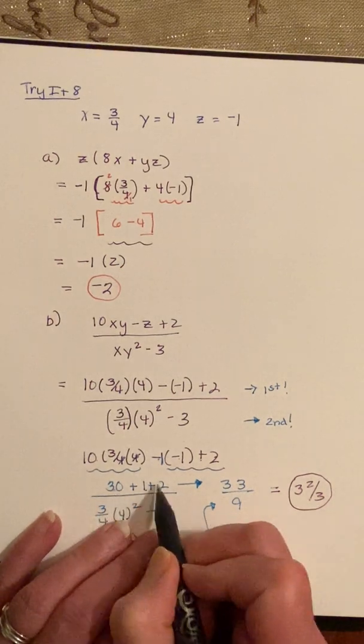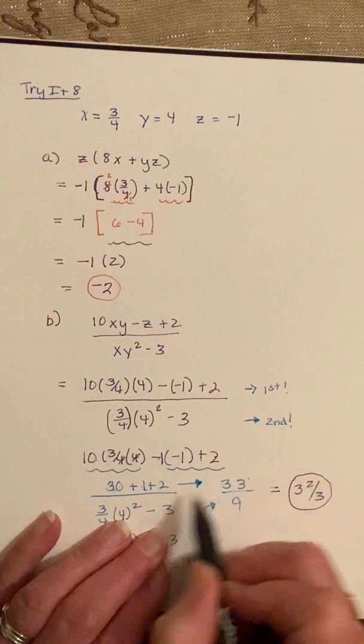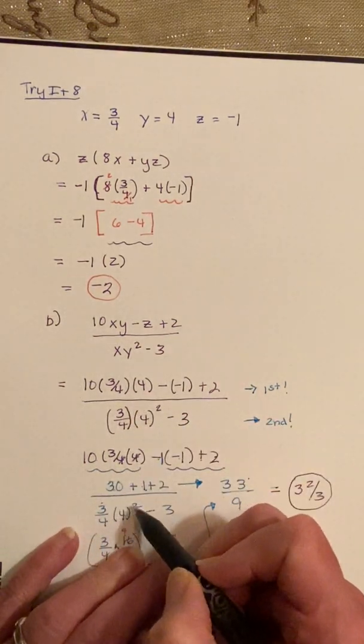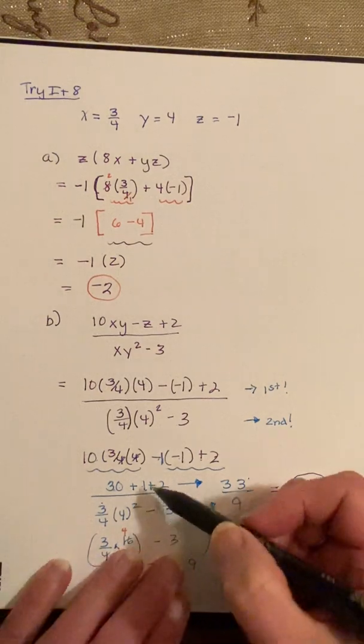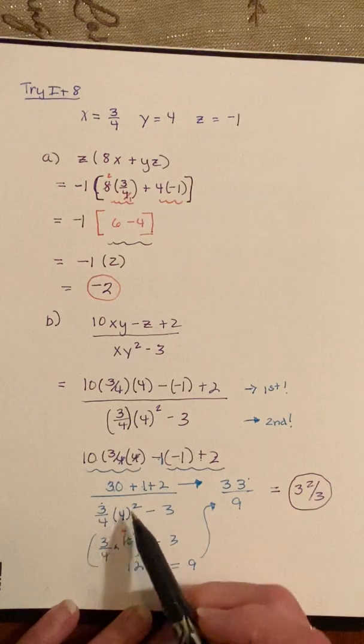Now I can add all of these things together. 30 plus 1 plus 2 is 33, over 3/4 times 4 squared minus 3. So now I'm going to work it this way and then end up here with the 9. I'll show you how I get that.